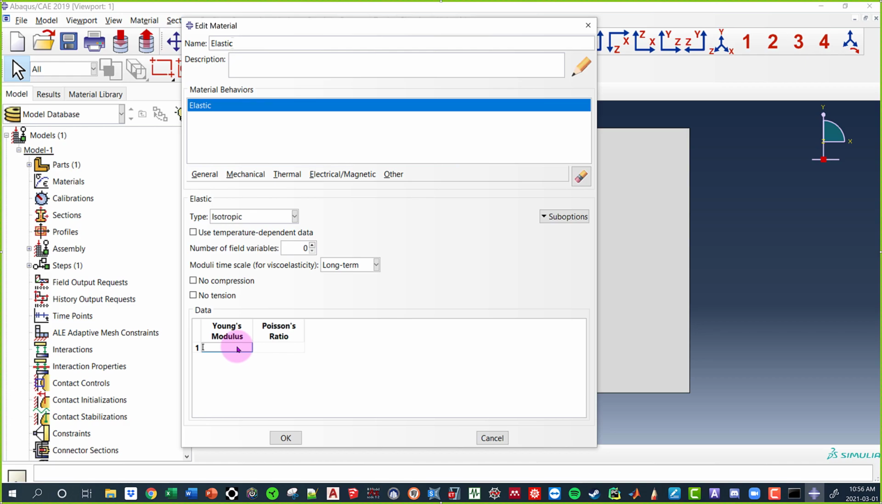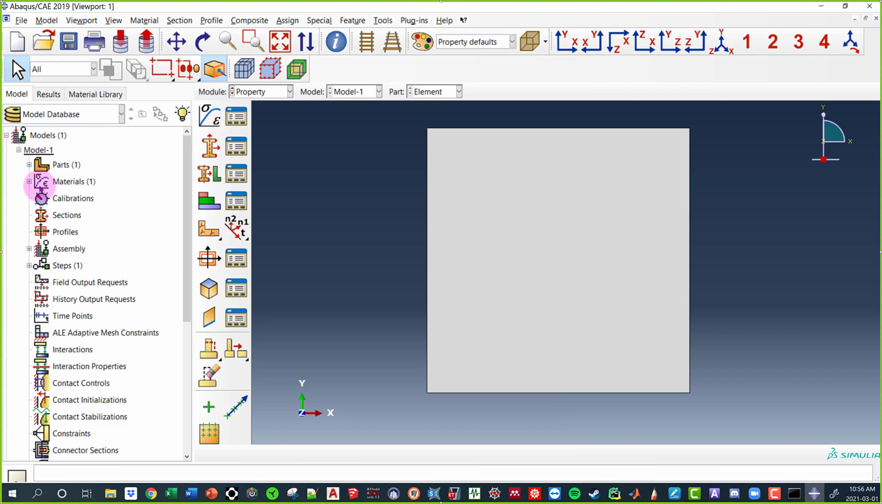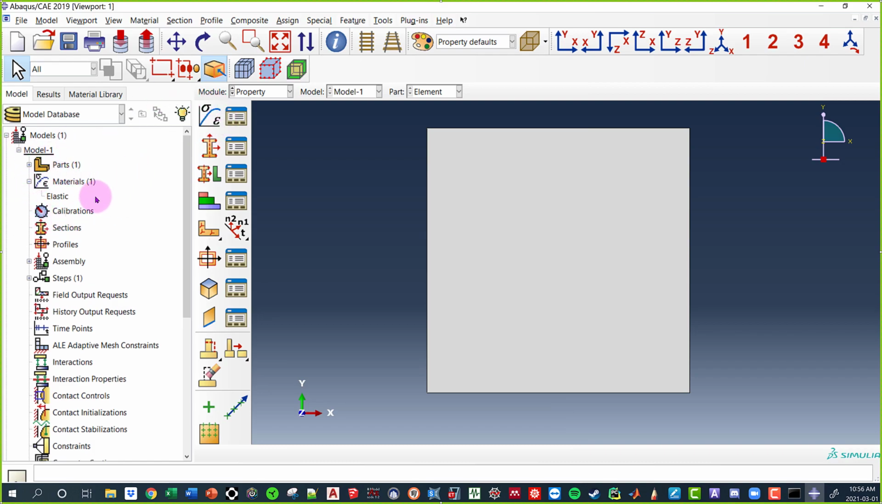And I'm just going to say that the Young's modulus is 10,000. I'm not sure what the assignment is. And we're going to go 0.3 for Poisson's ratio. So just typical values, nothing too special. And then I'm going to assign that section, or sorry, the material property into the element.